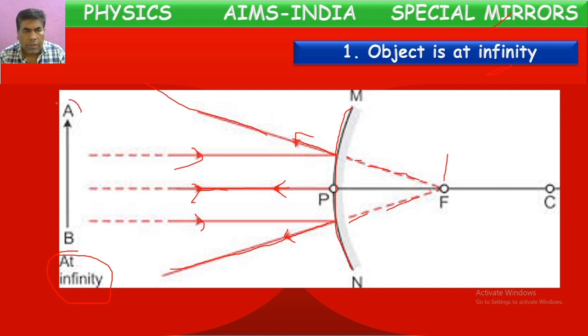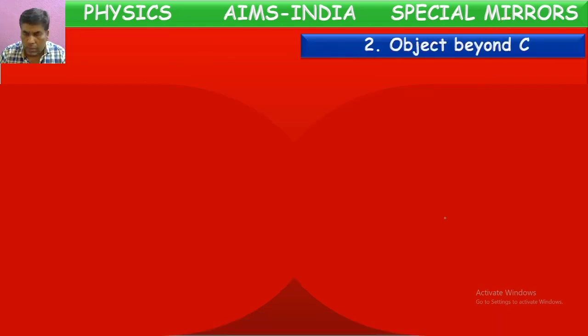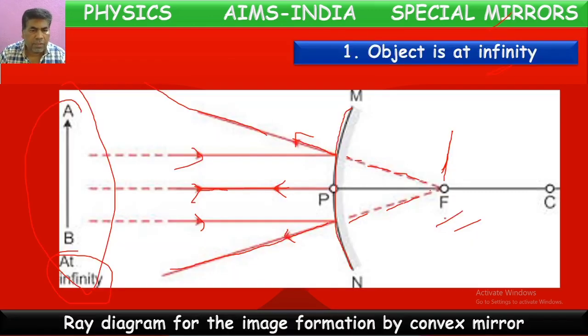So when the object is at infinity, the image is formed at the focus, highly diminished. That is the first case.